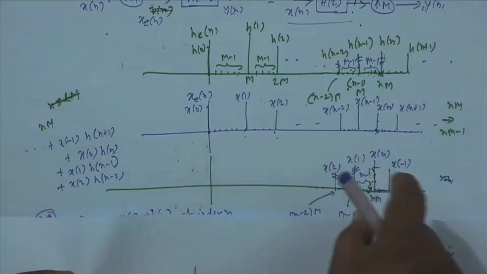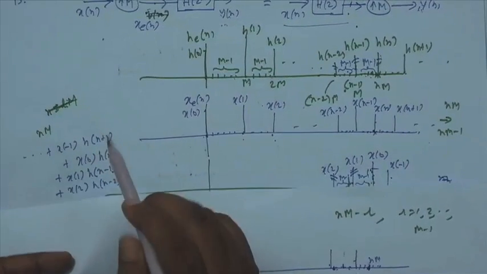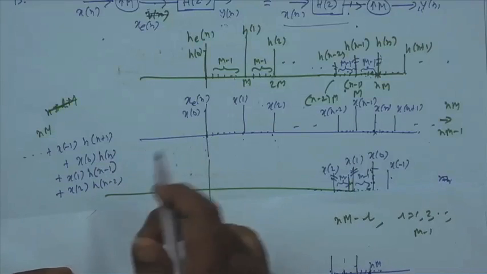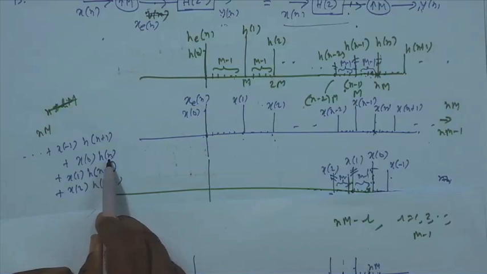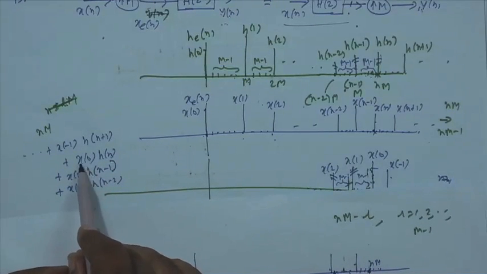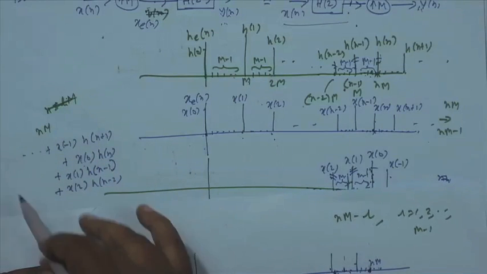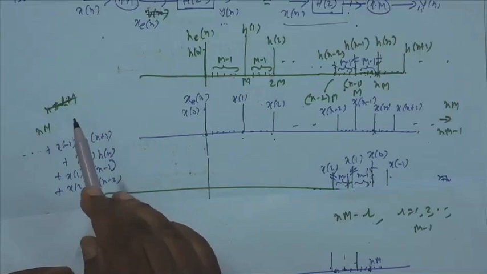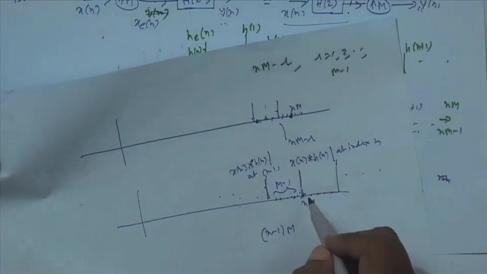So at the n-times-m-th point, what is this output? This summation. But if you look at this summation, it is nothing but the convolution between the original x[n] and the original h[n] evaluated at n. So x[0] is multiplying h[n]. After flipping, x[0] is shifted n times to the right. So x[0] into h[n] and the other samples also. So this is the linear convolution between the two original sequences x[n] and h[n] evaluated at index n, that will come at the nm-th point.